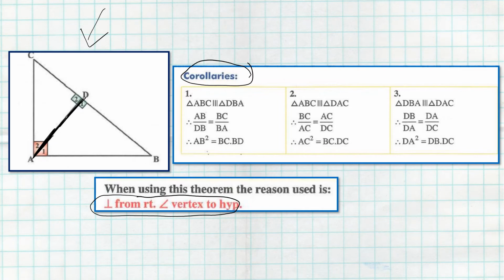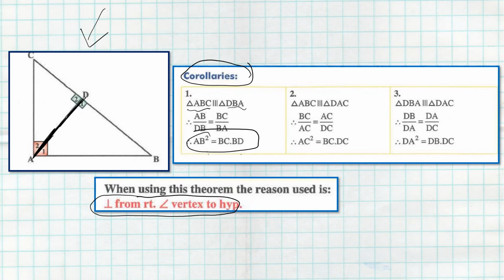Okay, now you can see that we can say triangle ABC, which is the bigger triangle, is similar to the smaller triangle DBA. Can you see DBA? Immediately you see this, you can go straight to proportionality, then look for those ratios that will give you a square, then write them down. AB squared is equal to BC times BD, right?